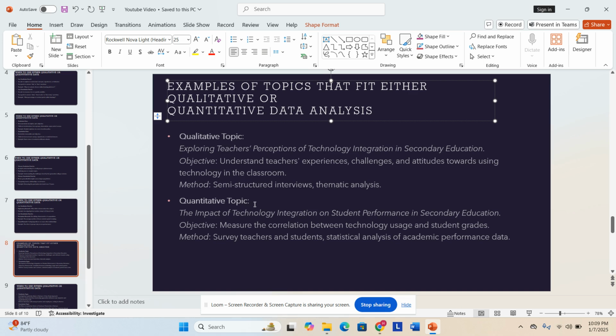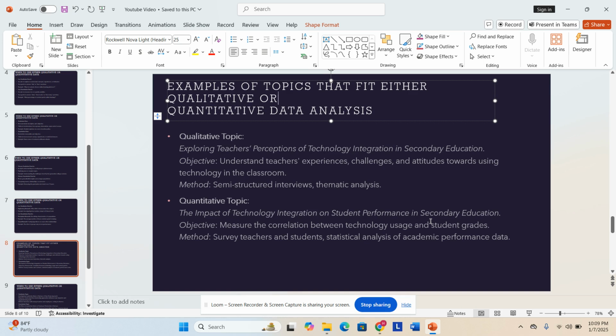Quantitative topic. Now, a quantitative variant of this qualitative topic that I said will be the impact of technology integration on student performance in secondary education. Now, you want to measure. You understand? When they say the impact of technology integration, that means you want to measure impact. And once your topic is tending towards measuring an impact, it's best that you use quantitative analysis, because by measuring an impact, you are going to be dealing with numerical data.